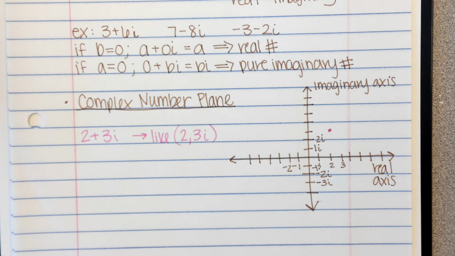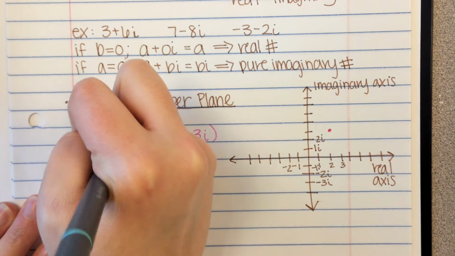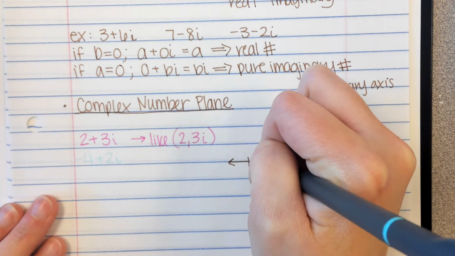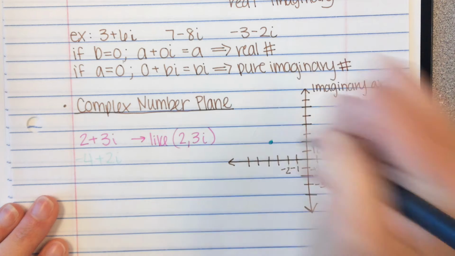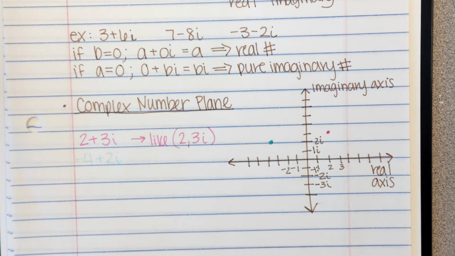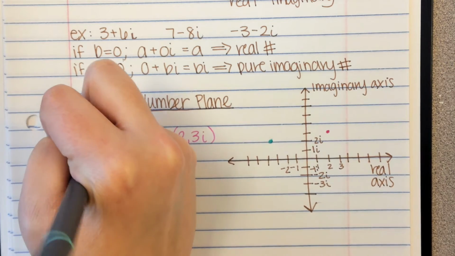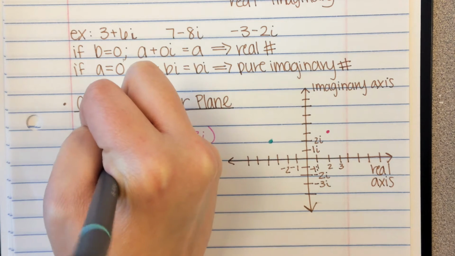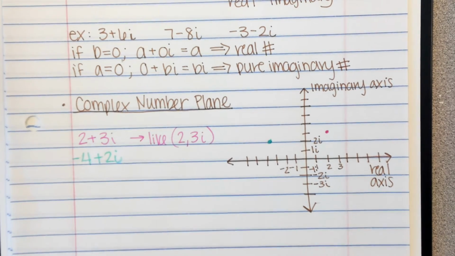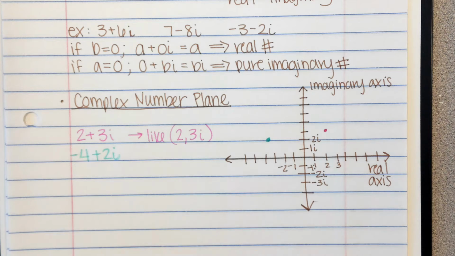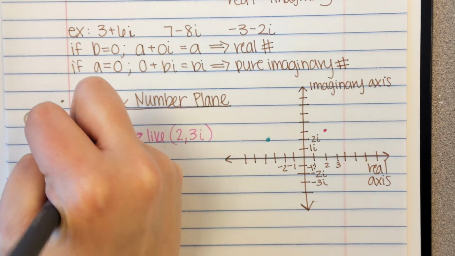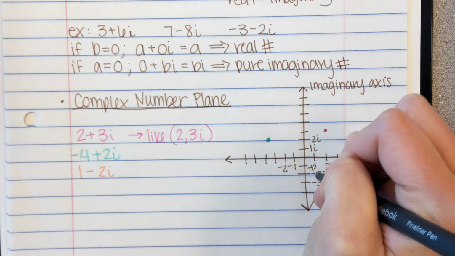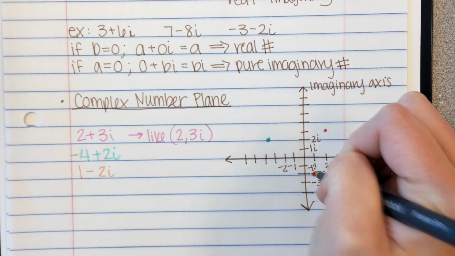Okay, and we'll do a couple more. Negative 4 plus 2i, so you go to negative 4 on the real and up to 2i on the imaginary. Oh, and I just realized that you can't see that. There we go. I'll go over it. There we go, that's better. All right, let's do another one. 1 minus 2i. So you go to 1 on the real, negative 2i on the imaginary.